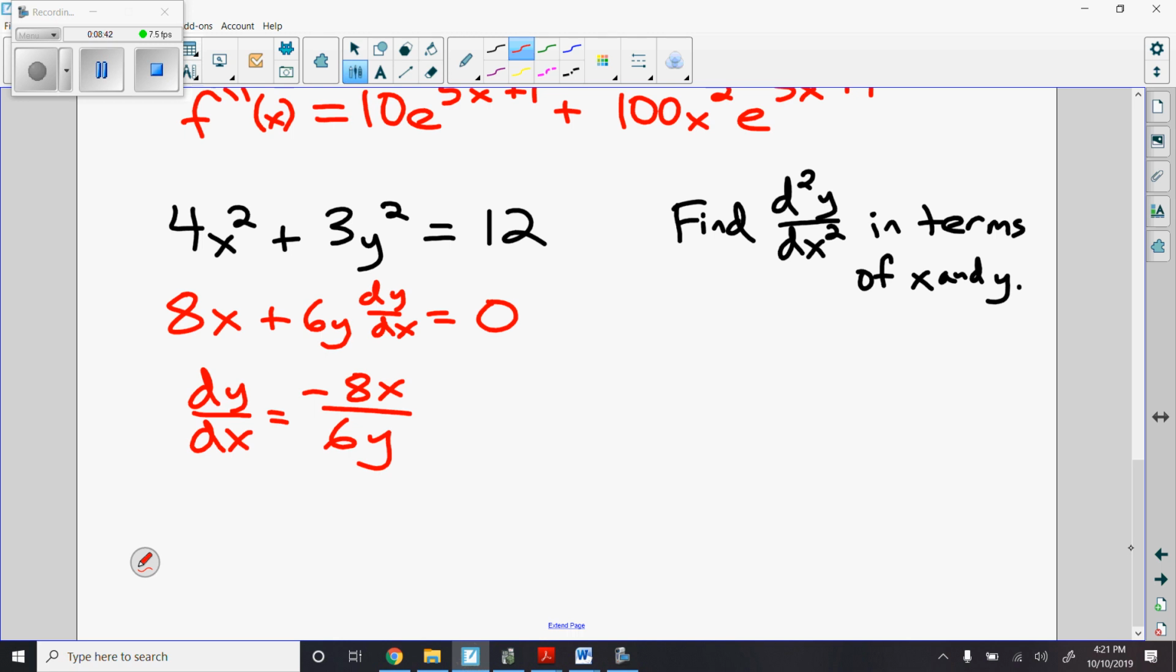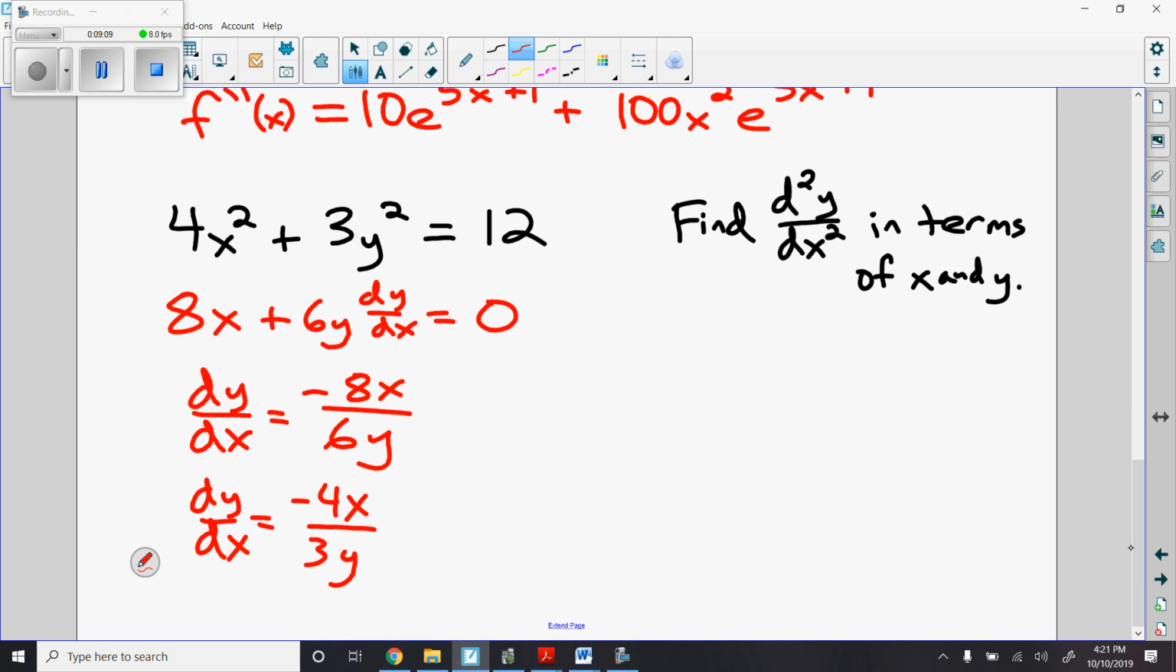Now you're going to make your life a lot easier for yourself if you simplify right now. Okay, we can't cancel out any x's or y's, but 8 and 6 are both divisible by 2. So I'm going to write this as dy dx equals negative 4x over 3y. Okay. So that's dy dx.